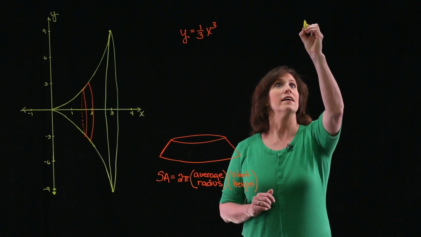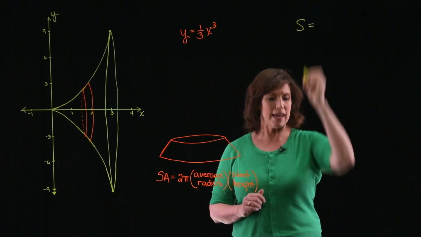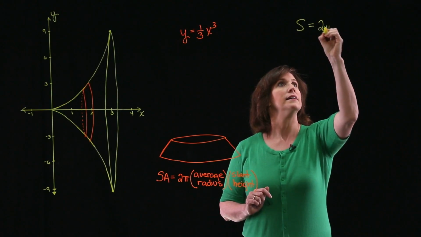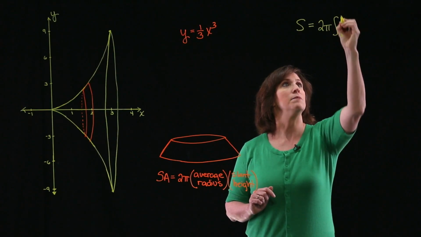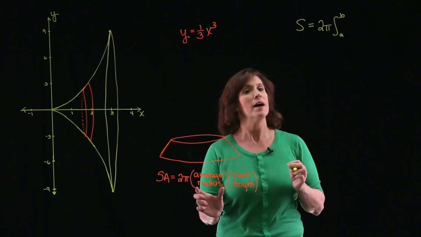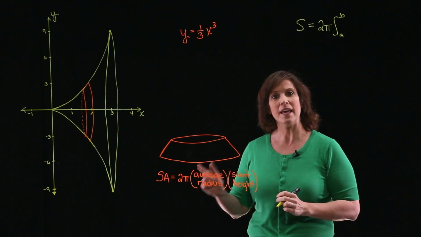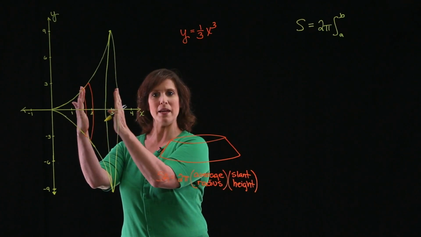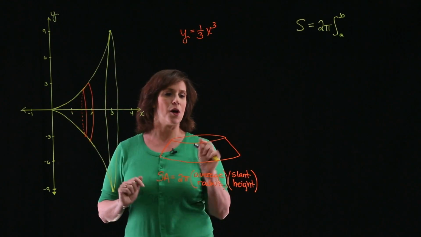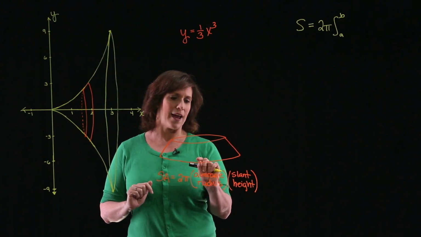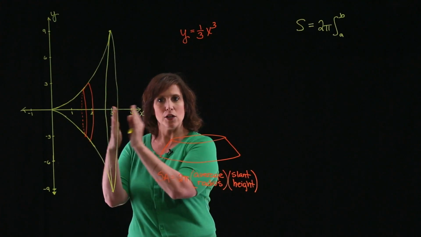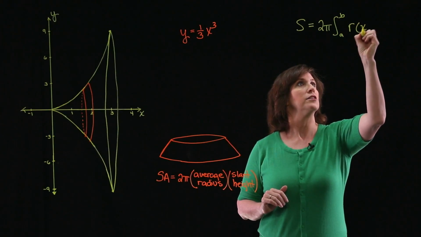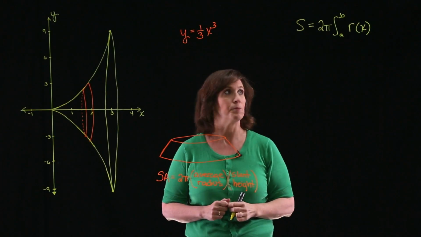We have the surface area is going to be equal to 2 pi times the integral from a to b of my average radius. Now, if you think about this, as we take infinitely many of these frustums, they're going to be getting thinner and thinner and thinner. So the smaller radius and the larger radius are going to be getting closer and closer together. So we really only need to talk about a radius in that part.